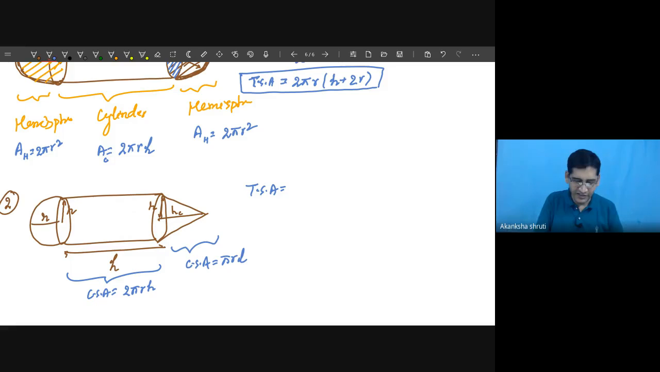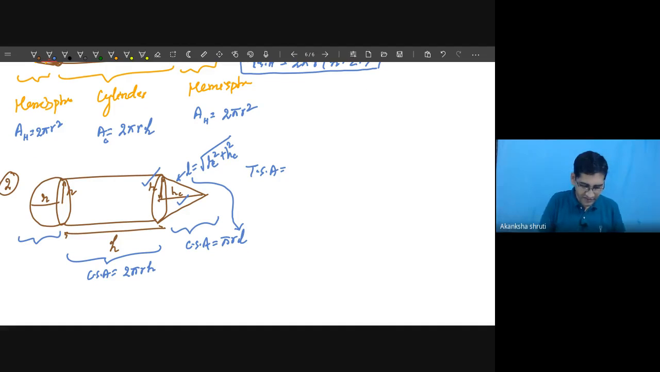L is important here. In the question, we are given the radius and this h_c. So this l first needs to be calculated by applying the relation r square plus h_c square. So first you have to do this calculation. Afterward, this l has to be substituted here. This is the additional calculation you have to do in the case of the cone.